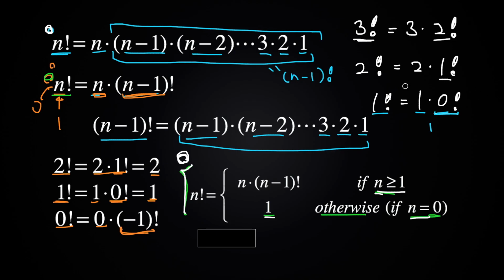And then you can plug that back in here, and then you say, okay, 2 factorial is 2 times 1, which is 2. So we can plug that back in here. And then we'll say 3 factorial is 3 times 2 factorial, which is 2. So the answer here is 3 factorial is 3 times 2, which is 6.